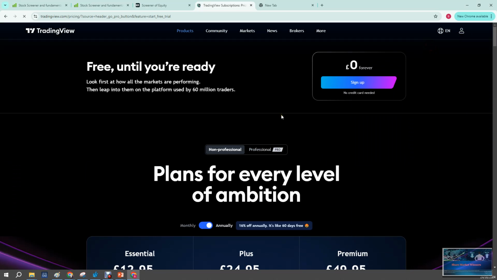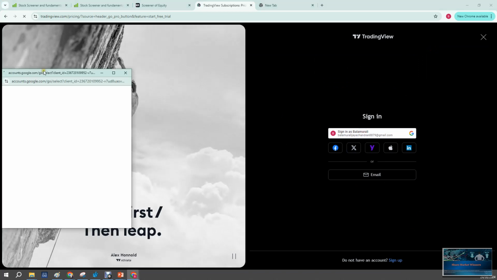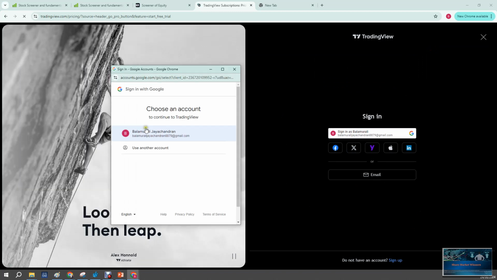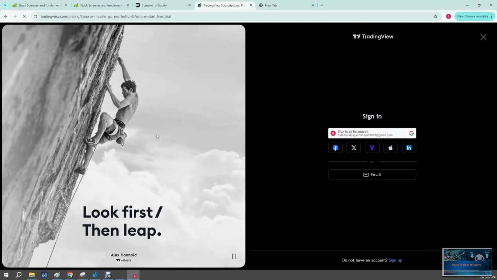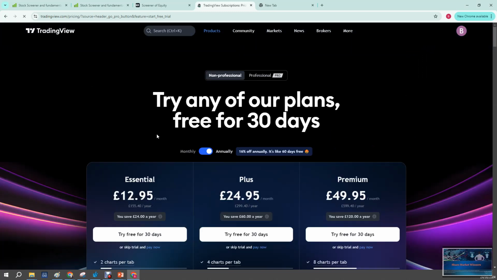Sign in. You can use your Gmail account to log in, or you can put in your email and then the password. I'm just using the basic version of it, whichever is used by everyone. This is how you can just click on the button, put your email ID, and set a password.